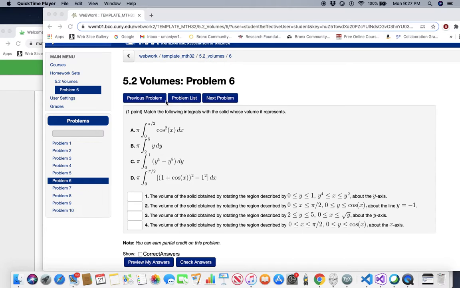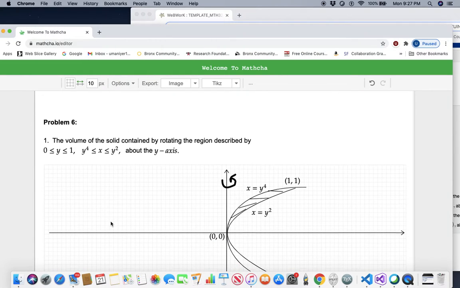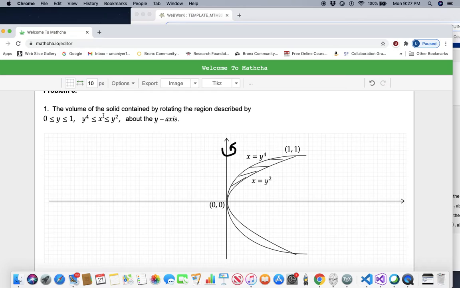Problem 6. You want to match the integrals with the particular volumes. Okay, so let's go over each one of these. The first one is the volume of the solid obtained by rotating the region described by y between 0 and 1, x between y to the power 4 and y to the power 2, about the y-axis.